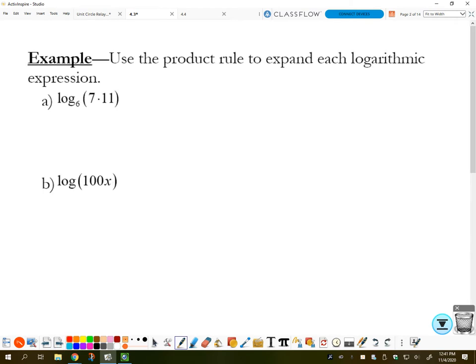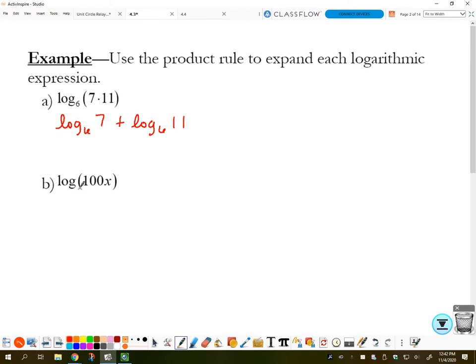Alright, so we're going to use the property to expand. So we're going to say that we can write this as log base 6 of 7 plus log base 6 of 11. Now, if those are things that you could actually get an answer for, you could do that. Like if it said log base 2 of 8, then you could replace the whole thing with a 3 because 2 to the third is 8. But if that doesn't happen, then you just leave it.